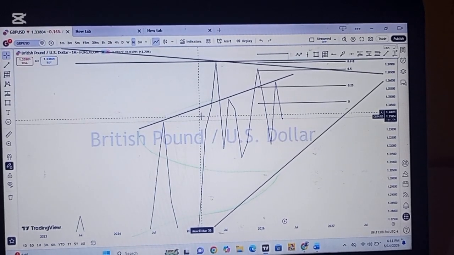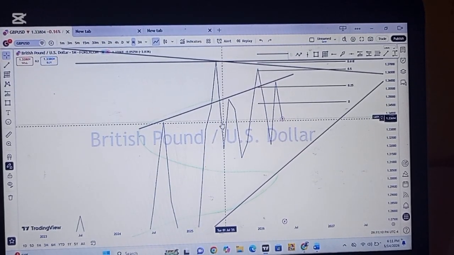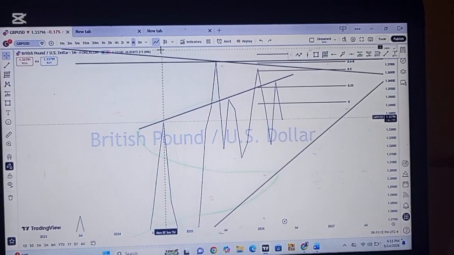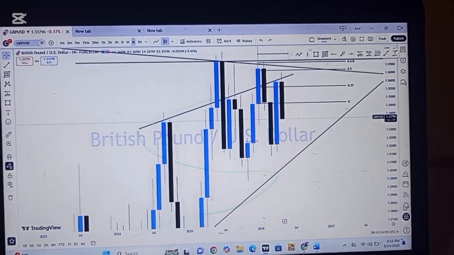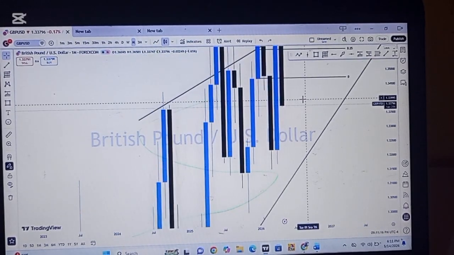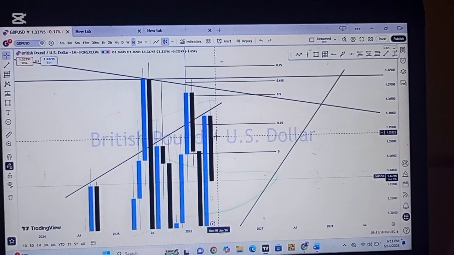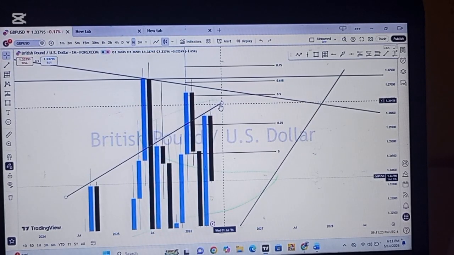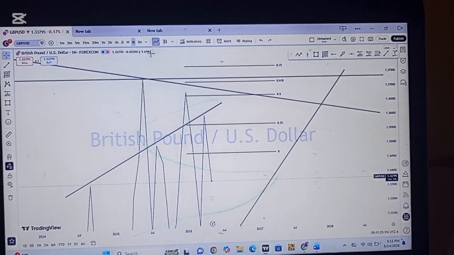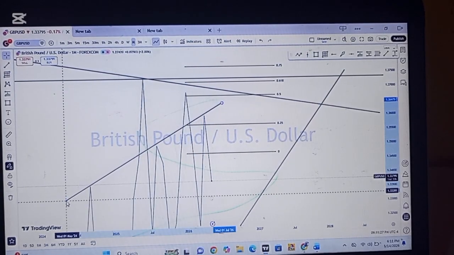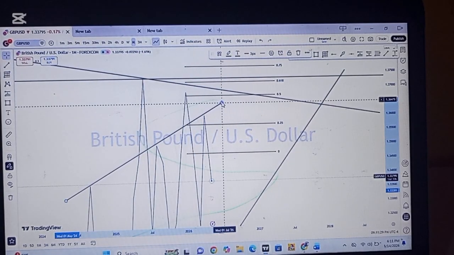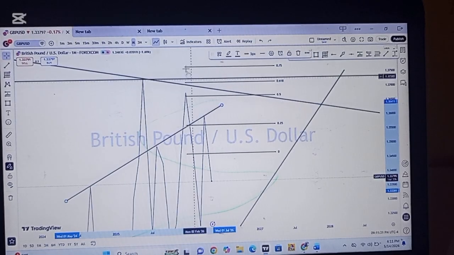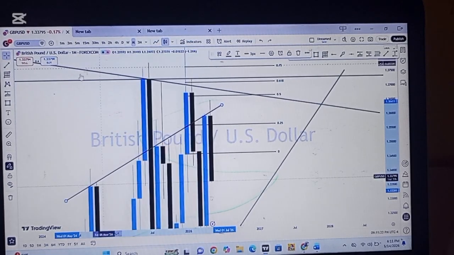You do what? You sell above the opening price. That's what you do. You sell above the opening price. That is what you are supposed to do. So I've not marked it so well like that. That is what you're supposed to do. Sell above the opening price.